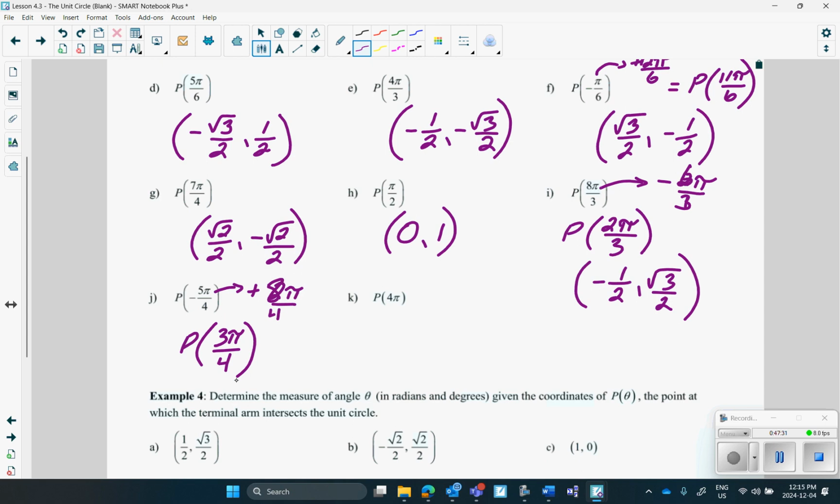Well, pi over 4, 2 pi over 4, 3 pi over 4. Negative root 2 over 2, positive root 2 over 2. This one's too big. Take away a 2 pi, what do I get? So at what point on the unit circle is 2 pi? 1, 0.